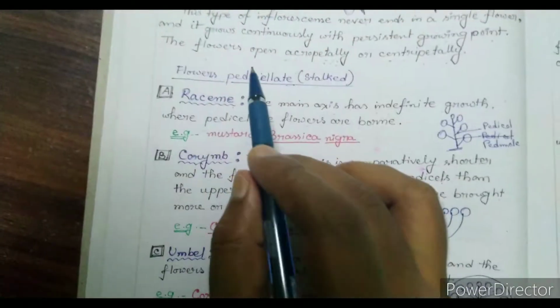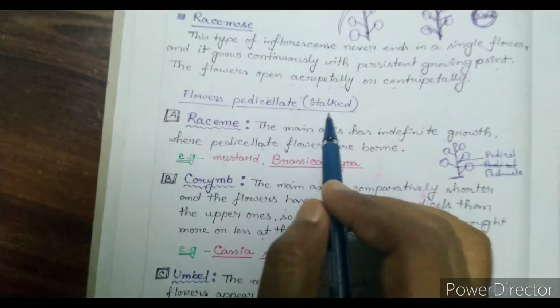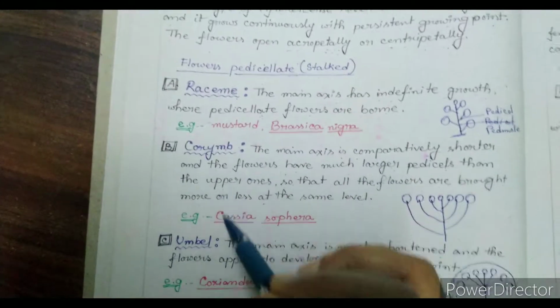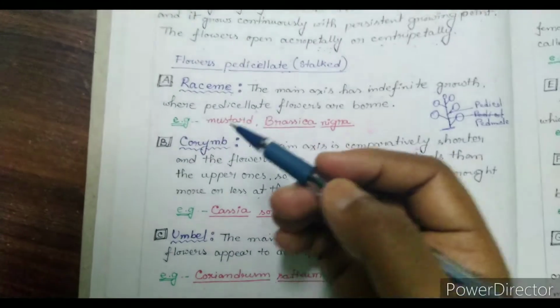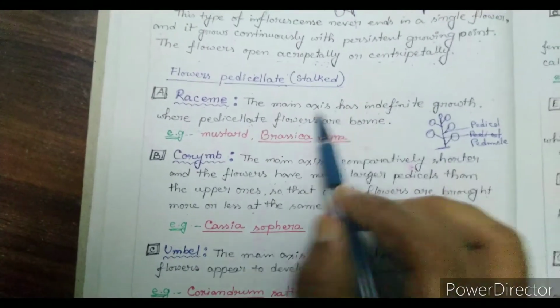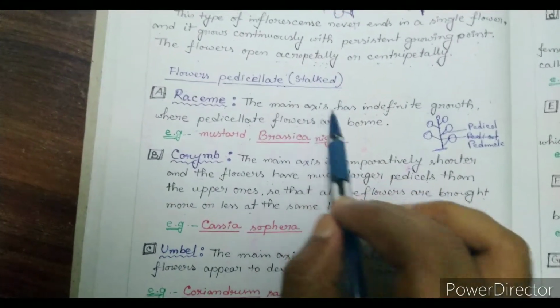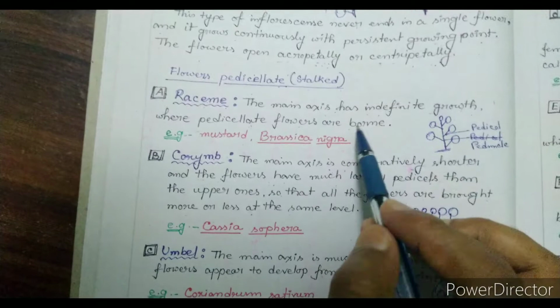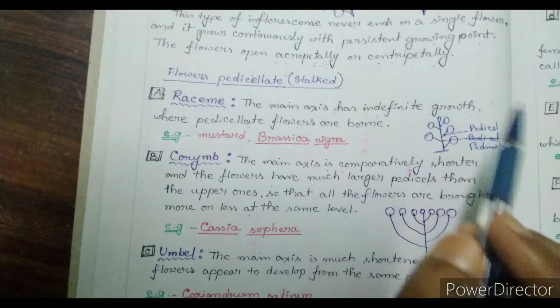Basically, pedicellate Racemose flowers are of three types: raceme, corymb and umbel. So what is raceme? Actually the main axis has indefinite growth, as we know in the case of Racemose, and here all the flower pedicels have indefinite growth.